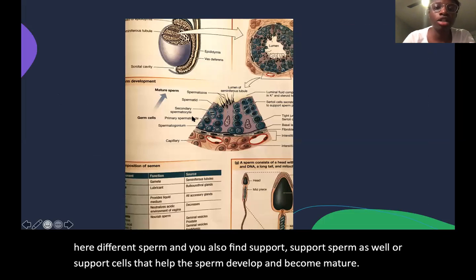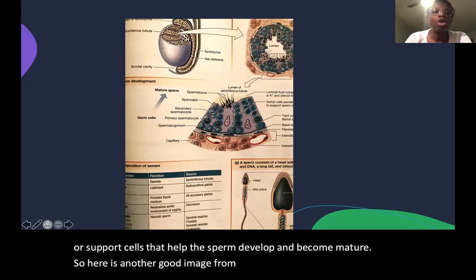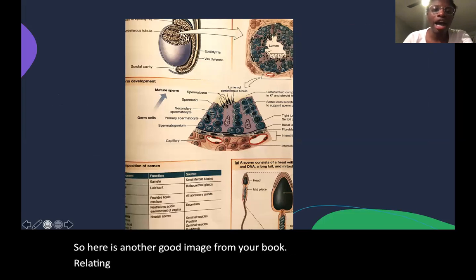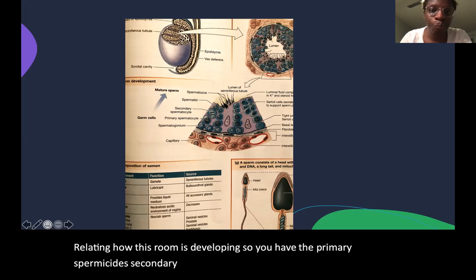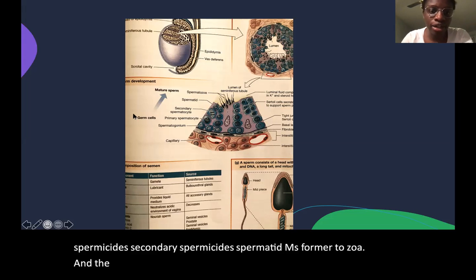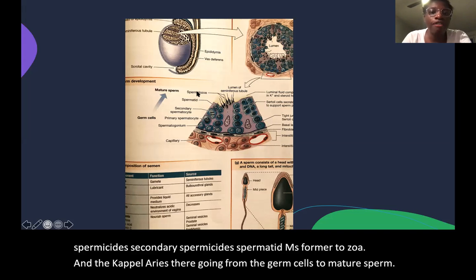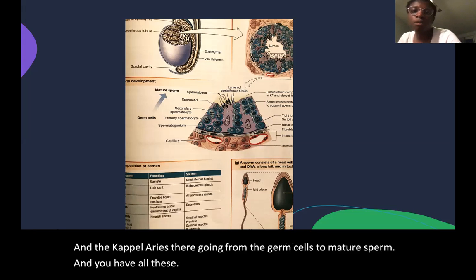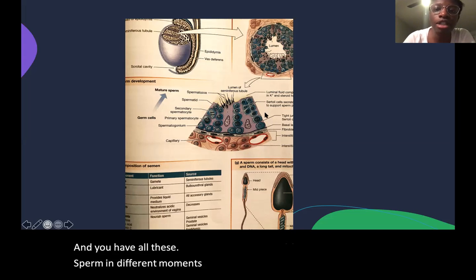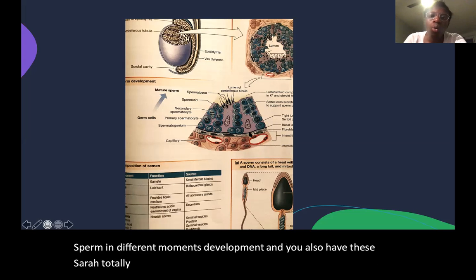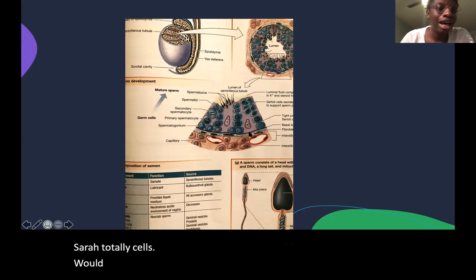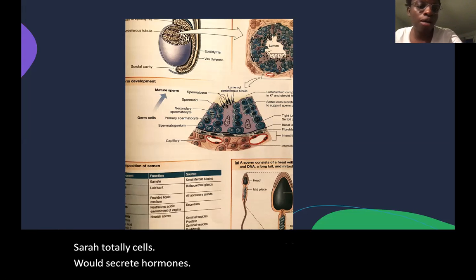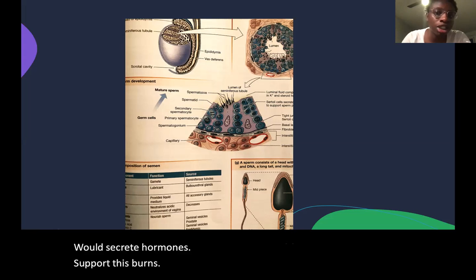So here is another good image from your book relating how the sperm is developing. So you have the primary spermatocytes, the secondary spermatocytes, the spermatid, and the spermatozoa, and the capillaries there, going from the germ cell to mature sperm. And you have all of these sperm at different moments of development, and you also have these Sertoli cells, which secrete hormones to support sperm production.